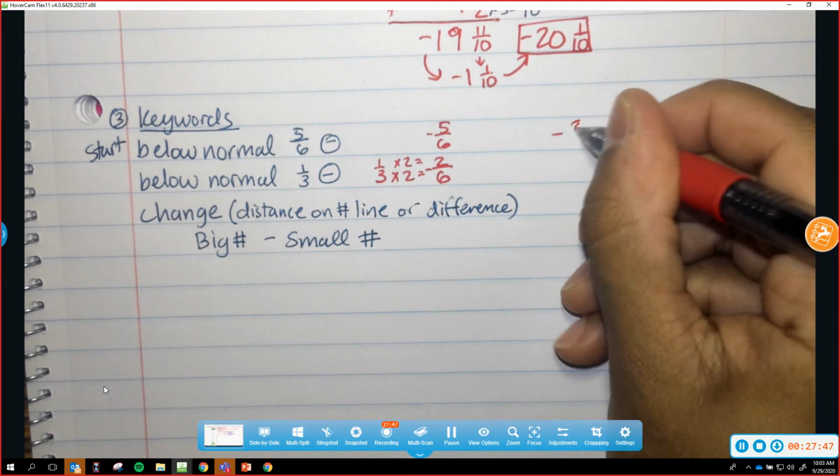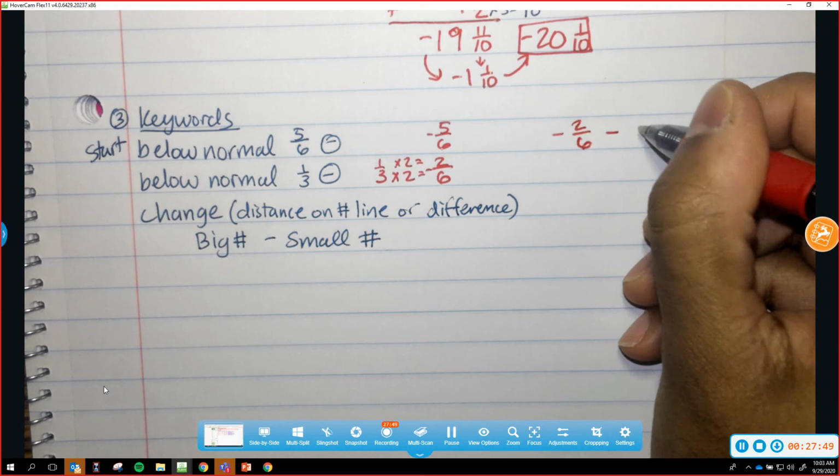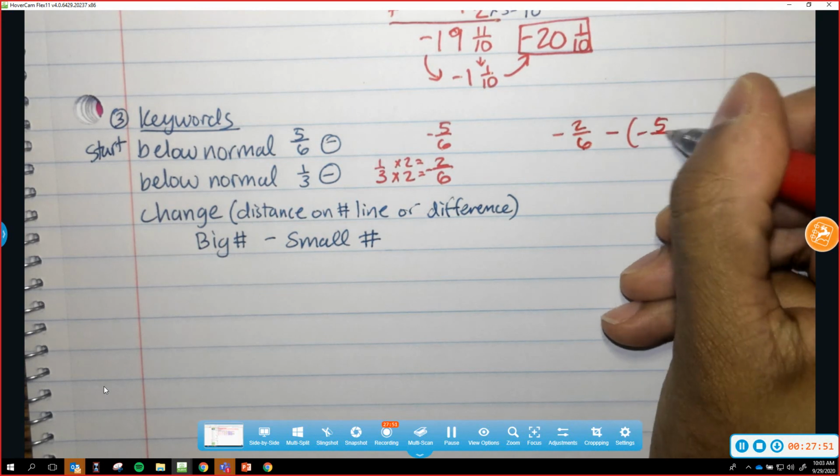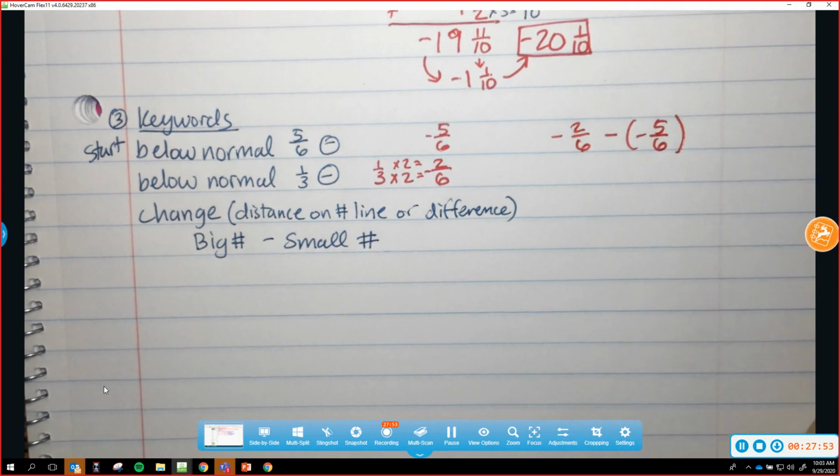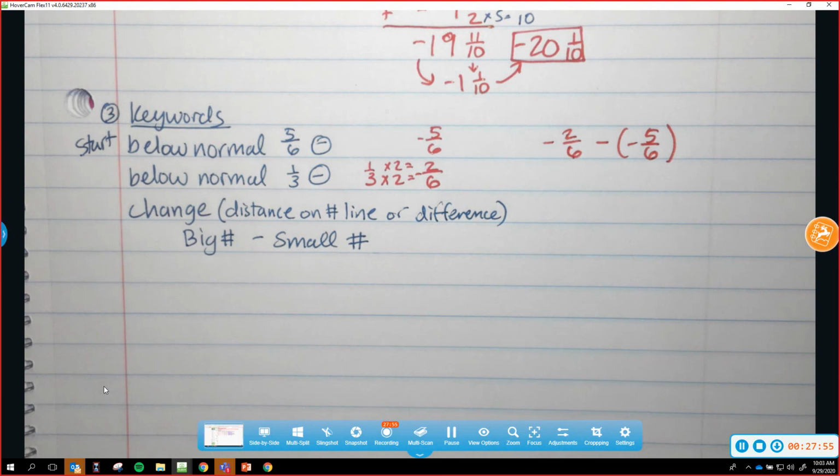So we have negative 2/6 minus negative 5/6. That is going to be my expression to solve it. Now in this case, there's only one way to find that. There's only one way to do the biggest number minus the smallest number. Okay? You want to find out the distance or number of spaces between those two numbers.